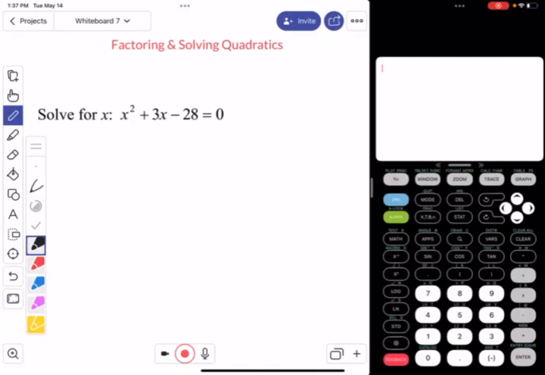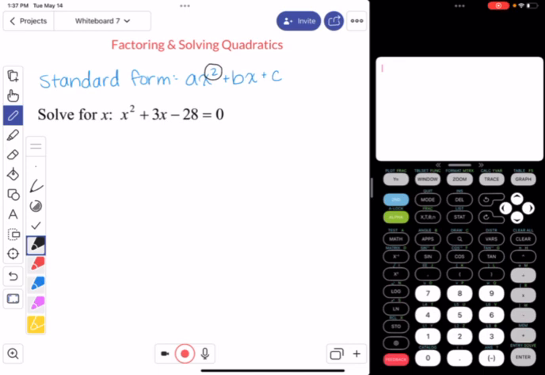In this video, we're going to go over factoring and solving quadratics. If you need a reminder, a quadratic expression or equation is one that looks like this in standard form. It should be written as ax squared plus bx plus c. My tip is I look for this x squared. So in our problem here, we have solve for x in x squared plus 3x minus 28.